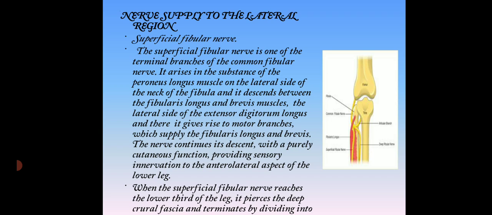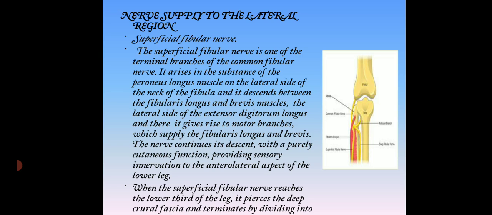The superficial fibular nerve is one of the terminal branches of the common fibular nerve. It arises in the substance of the fibularis longus muscle on the lateral side of the neck of the fibula, and it descends between the fibularis longus and brevis muscles, on the lateral side of the extensor digitorum longus, and there it gives rise to motor branches which supply the fibularis longus and fibularis brevis.